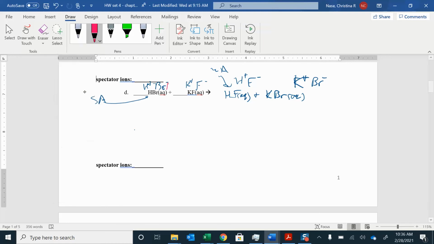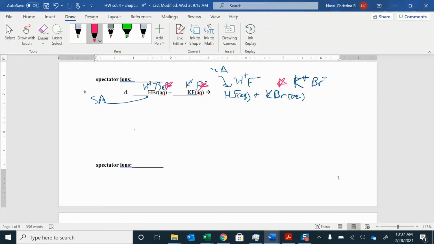Except that this is a strong acid, so that's a strong electrolyte. This is a soluble ionic compound, so it's a strong electrolyte. But this guy's a weak acid, which means he doesn't dissociate into ions. That means in this reaction, you are forming a weak acid.